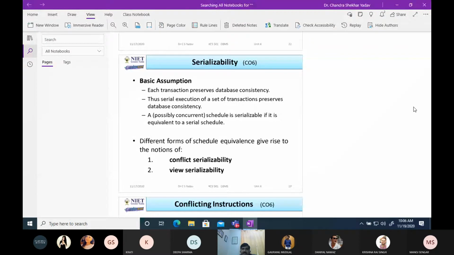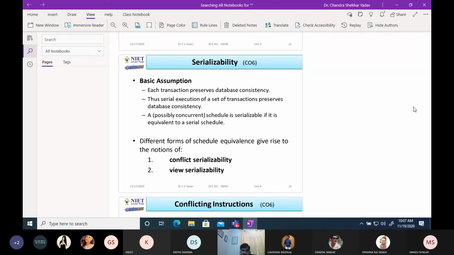After that comes serializability. If a non-serial schedule is equivalent to a serial schedule, which gives the same result produced by the non-serial schedule, then we say that the non-serial schedule is serializable. Serializability guarantees that the database will remain in a consistent state, and it ensures the isolation property. There are two types of serializability: conflict serializability and view serializability.